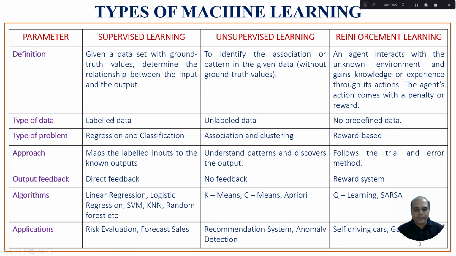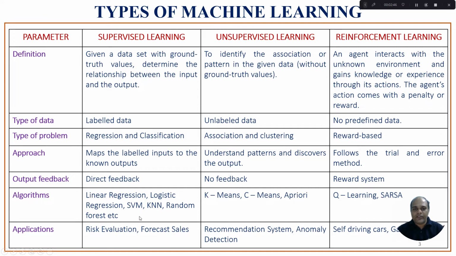The type of problems we can solve using supervised learning are classification problems, which is nothing but categorizing into classes, and regression problems, which means predicting a real-valued output. In this approach, we map the labeled inputs to the known outputs, and it is a direct feedback system. The algorithms in supervised learning are linear regression, logistic regression, support vector machine, k-nearest neighbor, random forest, etc. The applications where supervised learning is used are risk evaluation and forecasting sales.